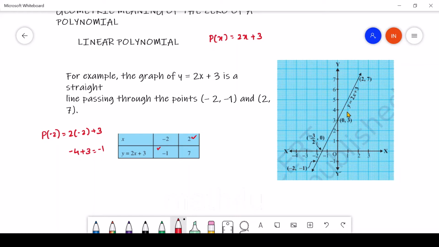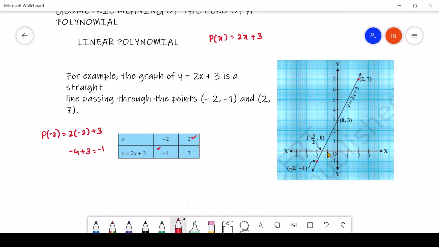And we have plotted it here. I have taken this from your textbook. So you can see here the graph has plotted negative 2, negative 1, and 2, 7. And we got a straight line. You know that for a linear polynomial, we get a straight line.